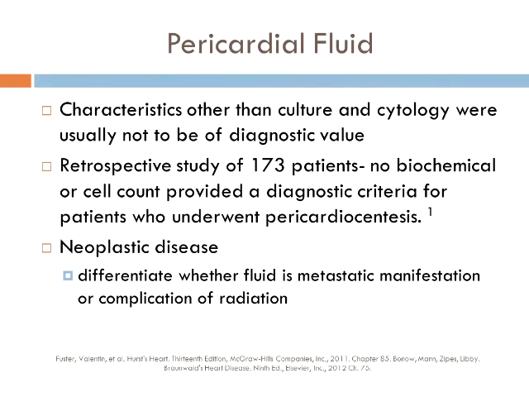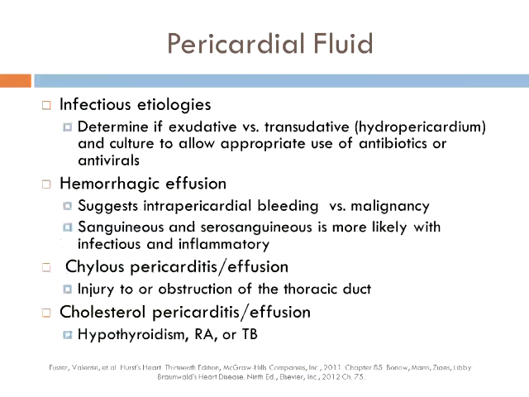So for infectious etiologies, you want to determine if it's an exudate or transudate, and culture to allow for appropriate antibiotics. Hemorrhagic effusion, you want to see if it's intrapericardial bleeding versus malignancy. That kind of rules it out if it's sanguineous or serosanguineous. It kind of gives you an idea if it's infectious versus inflammatory. Chylous pericardial effusion makes you a little more concerned if there's obstruction of the lymphatics. For pericarditis, if you're down the path of hypothyroidism.